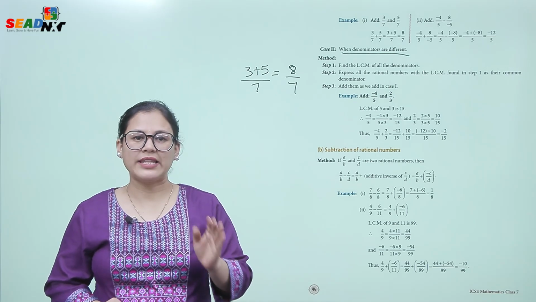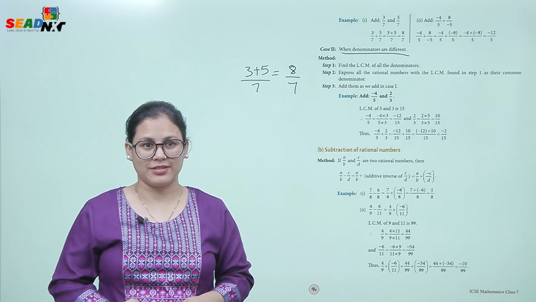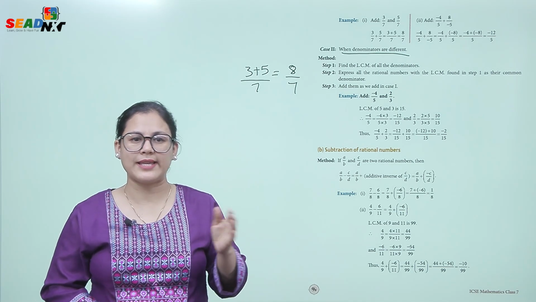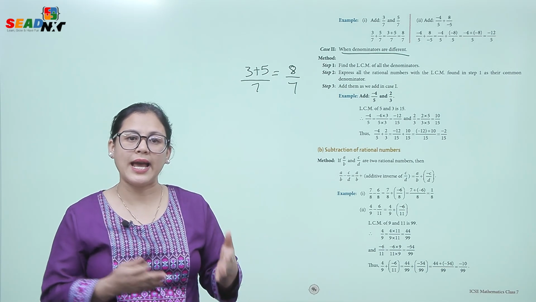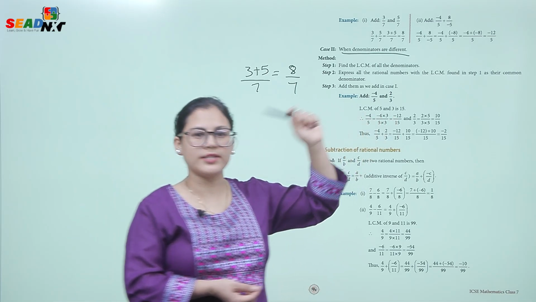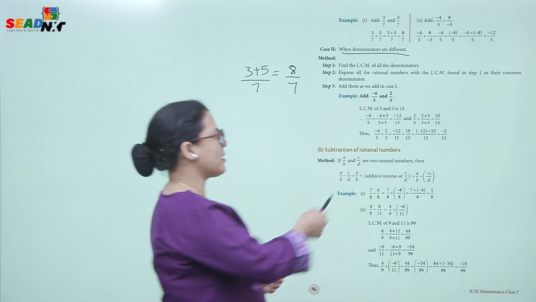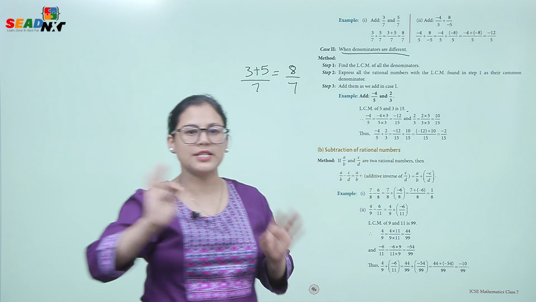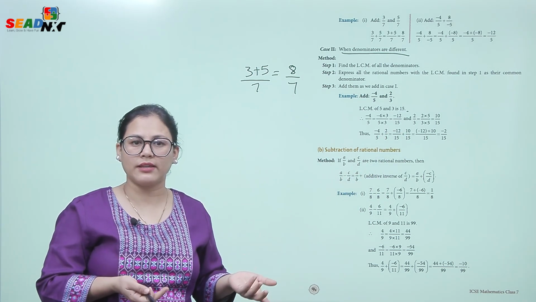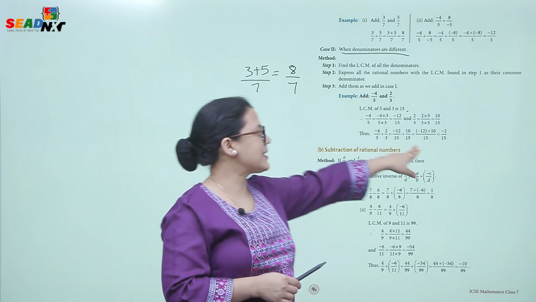Method step 1. Find the LCM of all the denominators. Step 2, express all the rational numbers with the LCM found in step 1 as their common denominator. And step 3, add them as we add in case 1. Okay, so here in this case, आपके denominators अलग-अलग हैं. First हम लेंगे LCM और LCM लेने के बाद हम denominators same करेंगे and then जैसे हमने case 1 में किया था, add ऐसे ही करेंगे. Okay, जब आपके denominators same हो जाएंगे.